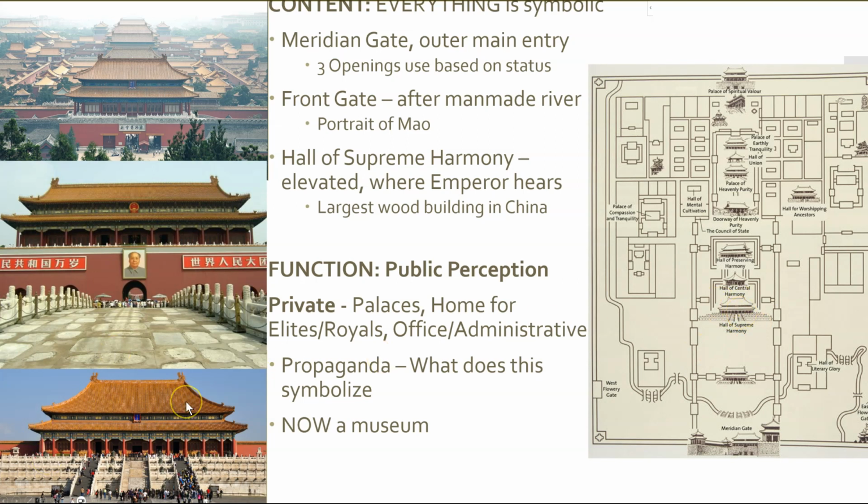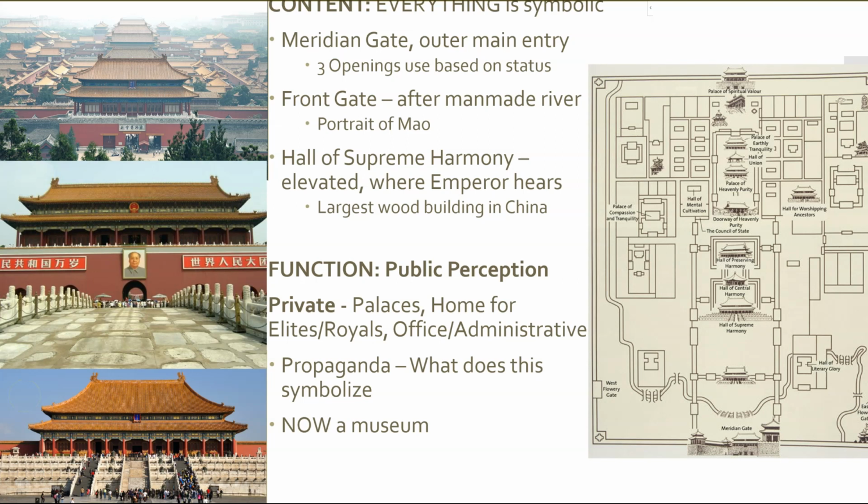It's also the largest wooden building in all of China at the time, and once again, created with mortise and tenon construction. So functionally, all of the Forbidden City is about public perception. It's about showing the structure of their government.